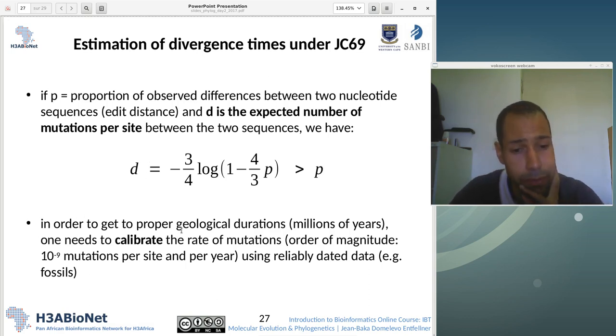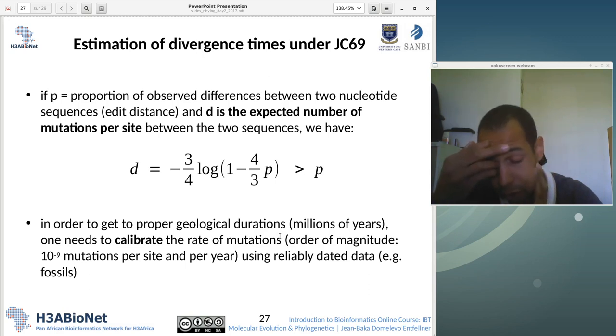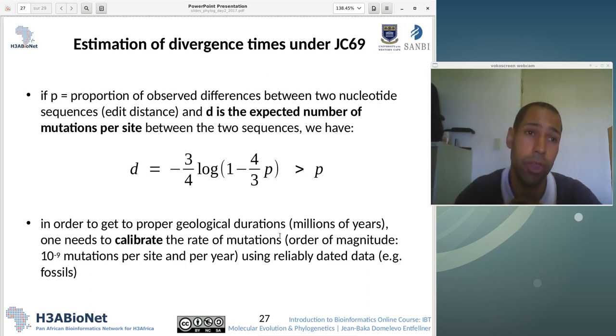So in order to get proper geological durations, remember that we are working on establishing phylogenies with branch lengths that denote expected number of mutations per site. In order for us to get to proper geological durations, we have to calibrate the rate of mutations. We have to understand, okay, if I have a branch saying there is an average of 0.3 mutations per site, to how many million years does it correspond?